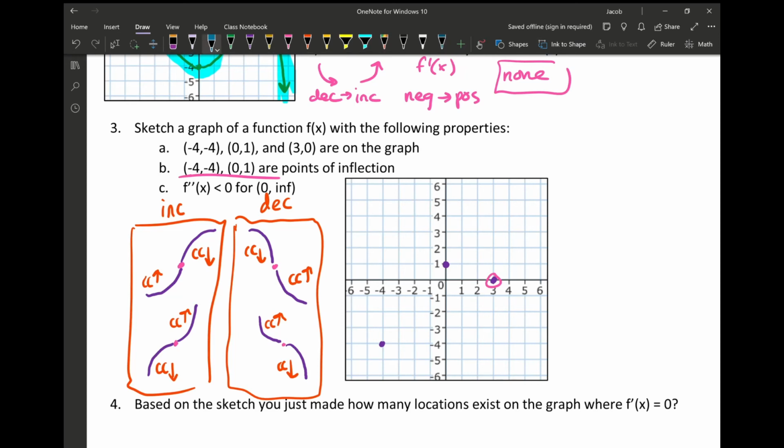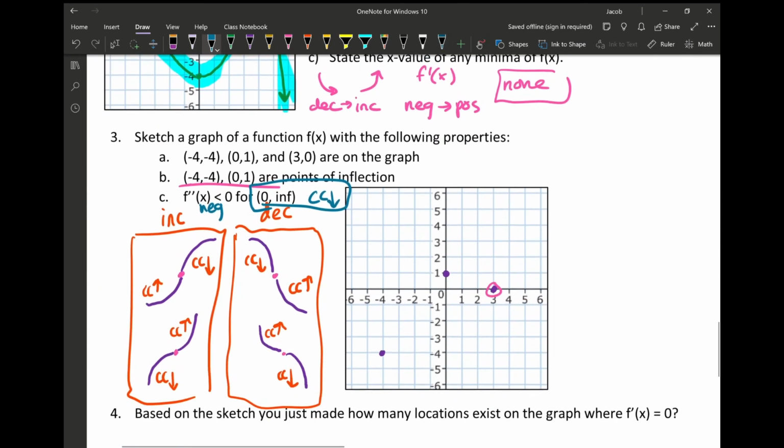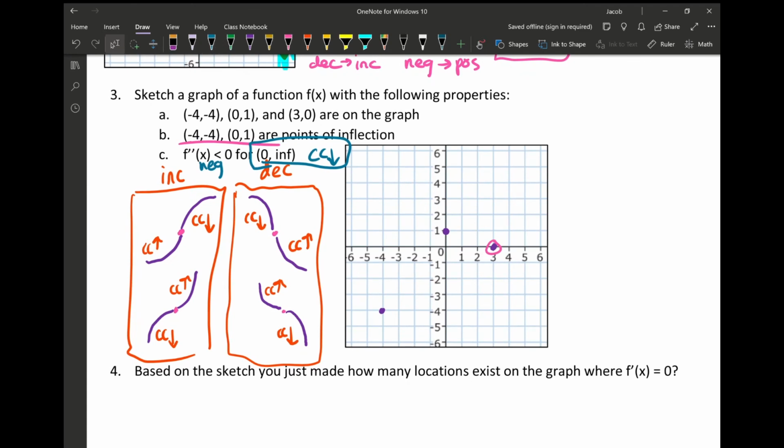And lastly, the clue is the second derivative of f is less than 0 for 0 to infinity. This means the second derivative is negative for 0 to infinity. So if the second derivative is negative, that means it's concave down for that entire interval. That goes back to our notes up here, right? If it's concave down for the entire interval, 0 to infinity, then it's got to go through this point and keep on going through that point of inflection.